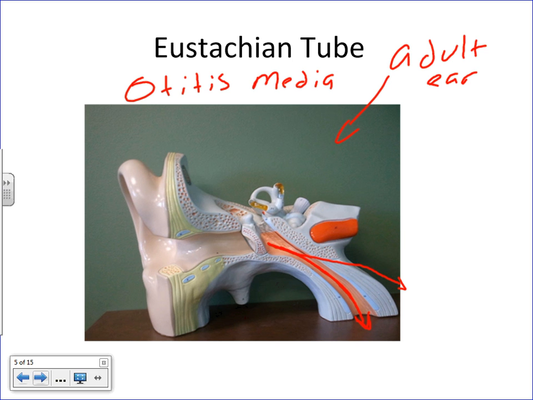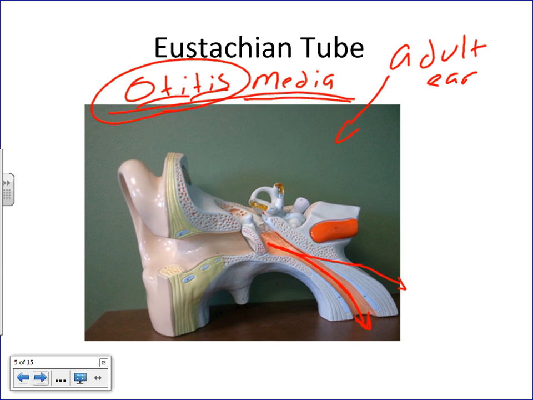And the clinical importance of that is otitis media is essentially when you think about getting the middle ear infection. Otitis: oto, ear, itis, inflammation, and you should know by now that typically where there's an infection, there's inflammation, and then media meaning middle.